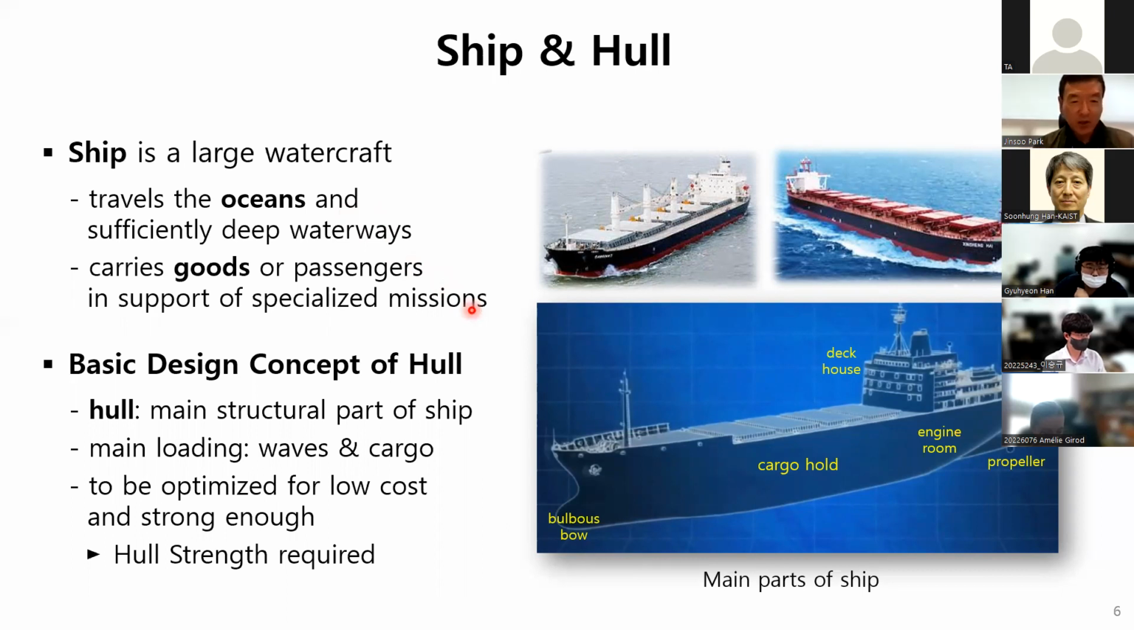By the way, the hull refers to the main structural part along the whole ship length, usually made of steel or aluminum. The main loadings against the hull are waves and cargoes. So the hull should be designed to be optimum in terms of low cost and sufficient strength in order to have the proper performance and required strength.